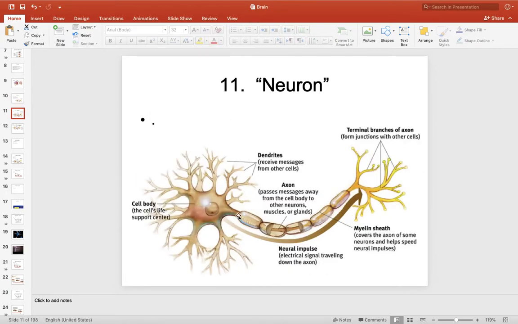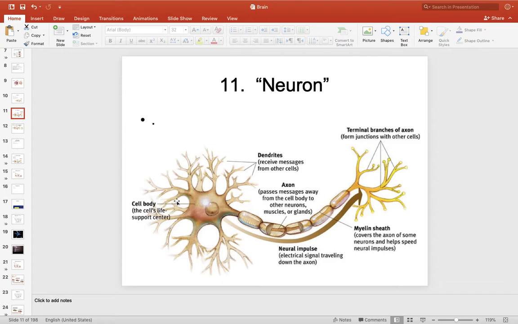All right, here's the neuron. So when you look at it, it's going to send information. If someone touches your hand right now, neurons are going to go up your arm to your brain and tell you that you're being touched. Then when you want to move your fingers, neurons are going to go down, send messages, and then move your fingers. So neurons are going to send information.